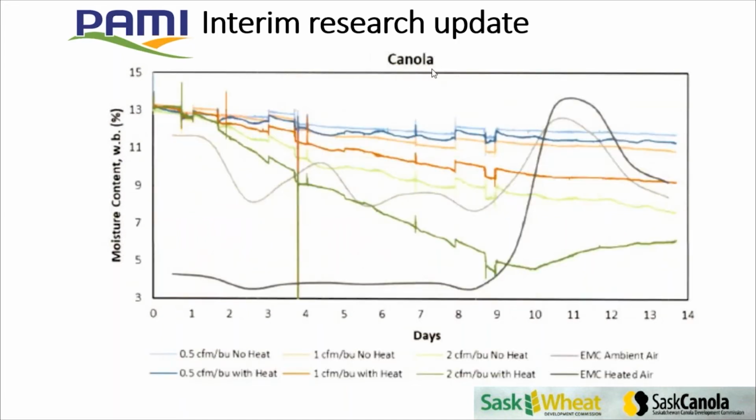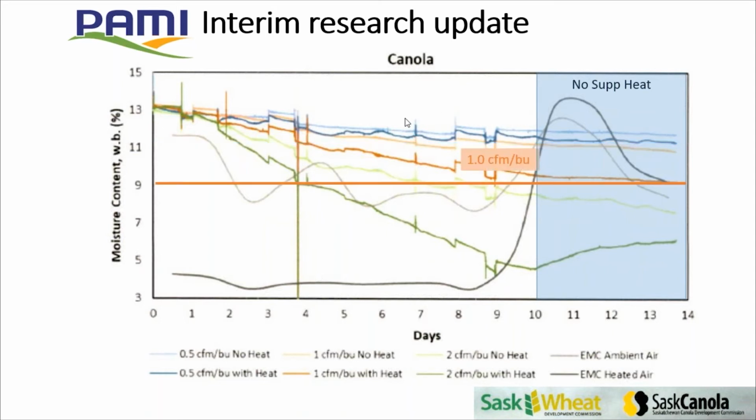Here are some canola trials. One thing to point out on these trials is they did turn the supplemental heat off. You'll notice there are some strange anomalies here. They did that at about day 10. Here is the half a CFM per bushel airflow. You can see the light blue and the dark blue is with supplemental heat. We went from about 13 down to just a little over 11, so we got about 2 points of removal with half a CFM.